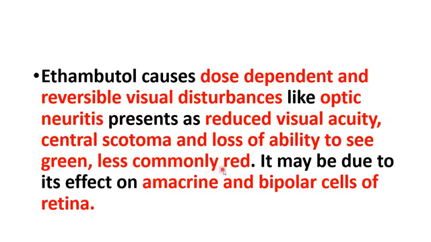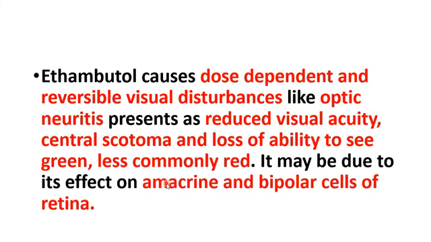green color and red color vision. Mainly green color. Okay, green and red. Remember, green color and red color vision will be impaired. Loss of color. And what is the reason for that? What is the reason for your visual defects? It is due to its effect on amacrine and bipolar cells of your retina. So ethambutol will affect your amacrine and bipolar cells of the retina.